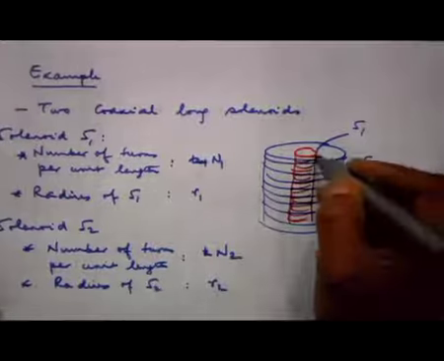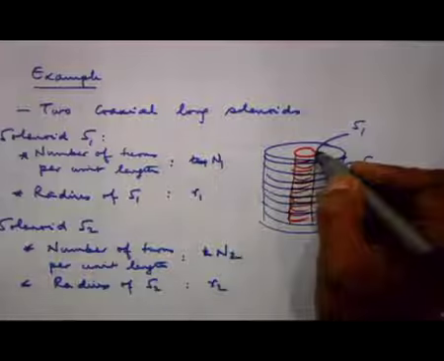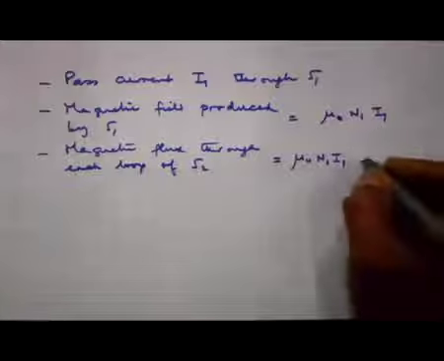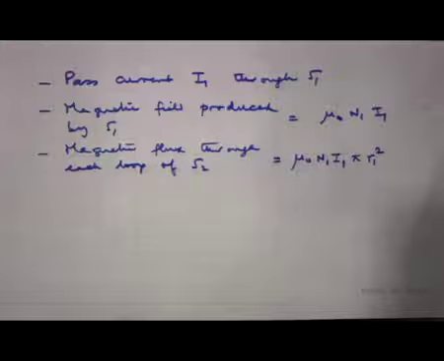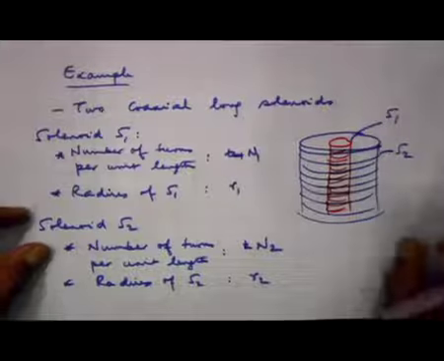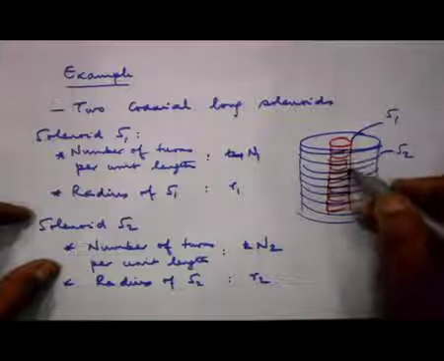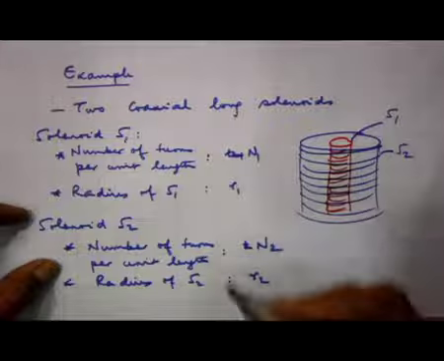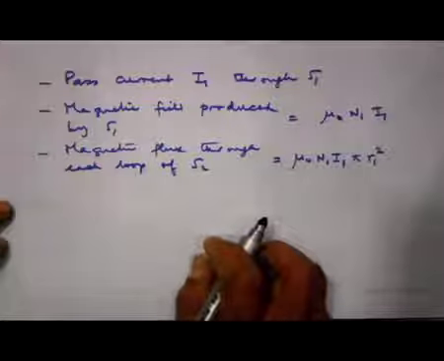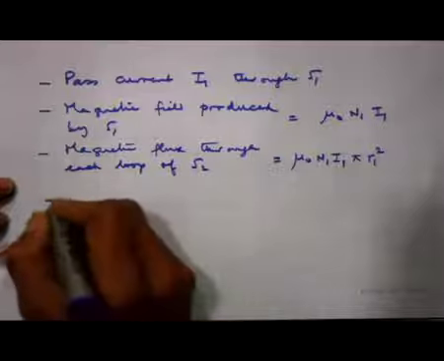So, the flux is calculated by magnetic field times area, but the area in which the magnetic field exists is only this region. So, this must be equal to mu naught N1 I1 into pi R1 square. Please note, although the area of S2 is pi R2 square, the magnetic field occupies only an area pi R1 square within the solenoid S2, and that magnetic field is uniform. So, every loop of S2 has a flux of mu naught N1 I1 into pi R1 square through the solenoid S2.